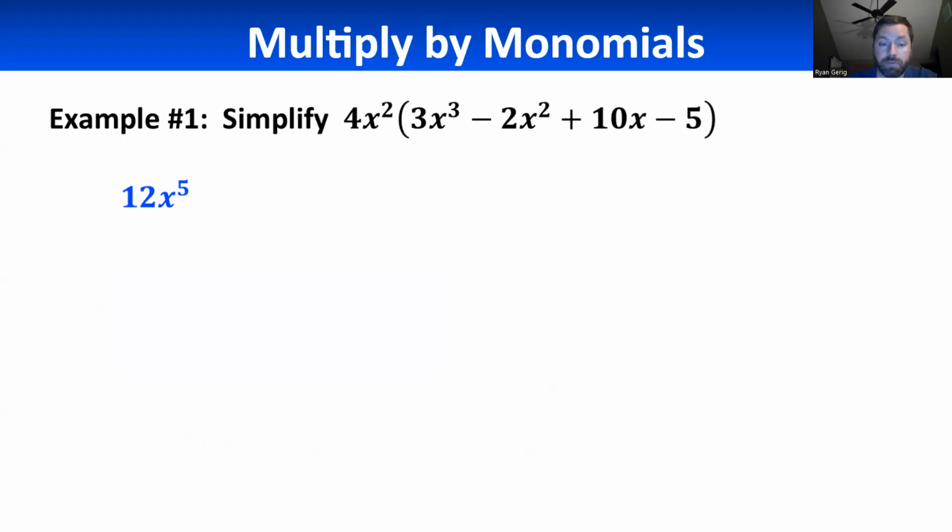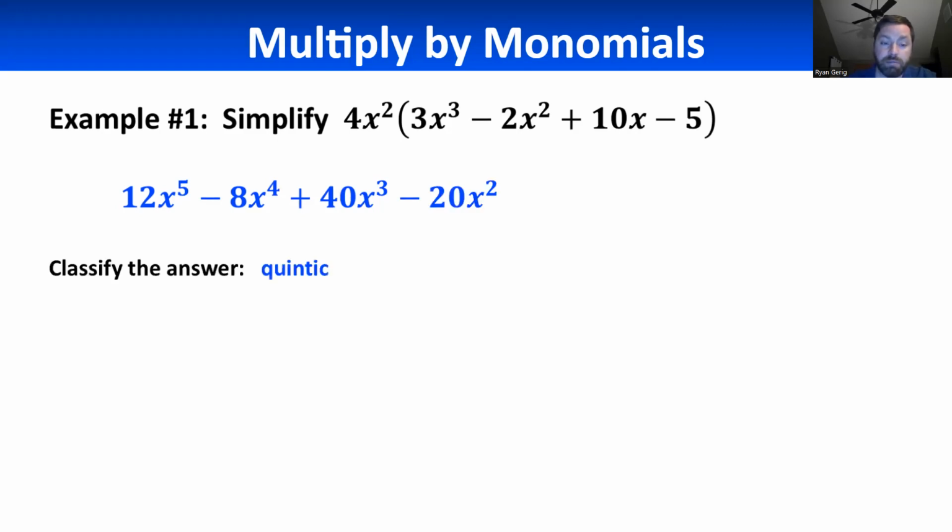Now we move on to the next term. 4 times -2 is -8. x squared times x squared is x to the fourth. Next term, 4 times 10 is 40. x squared times x to the first is x to the third. And 4 times -5 is -20 x squared. If I would classify this, it would be a quintic polynomial because there's 4 terms.